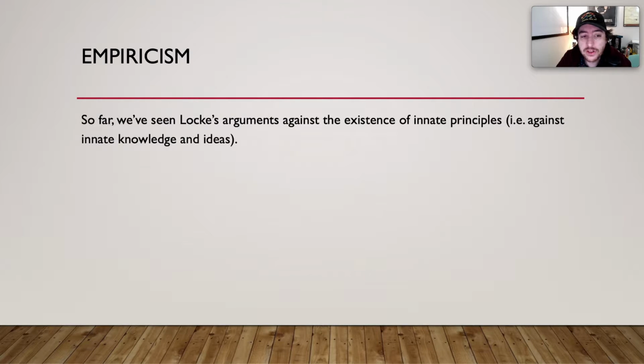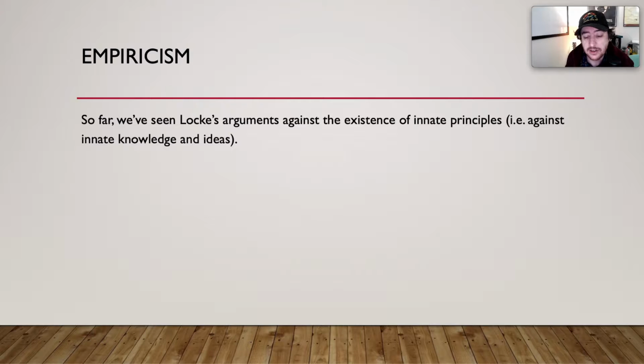So far, we've looked at Locke's arguments against the existence of innate principles, where that's understood as both innate knowledge and innate ideas. So he says, look, as a matter of fact, there isn't this universal assent. There's no idea, no knowledge that is universally had by all people.